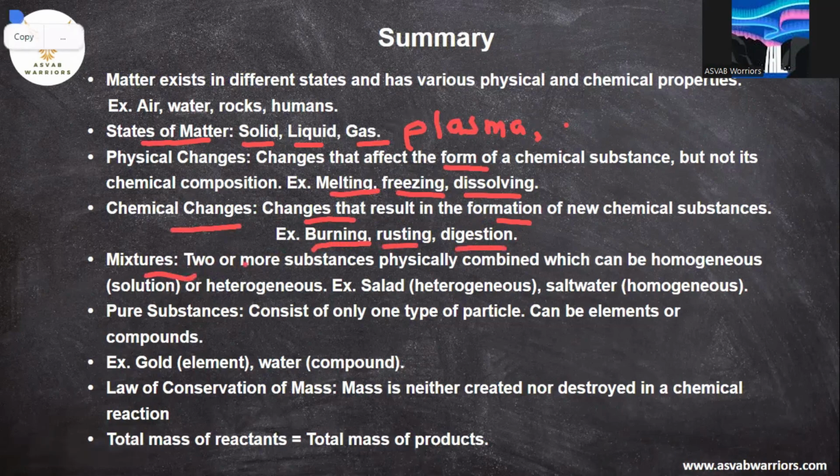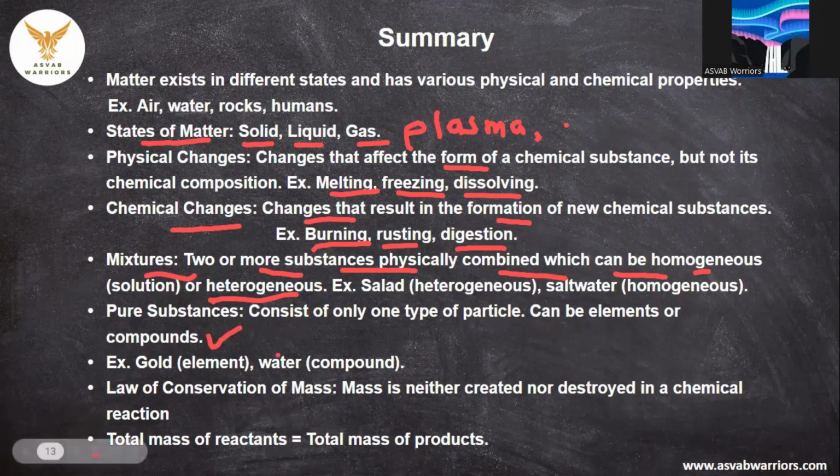What are mixtures? Two or more substances physically combined, which can be homogeneous or heterogeneous. Pure substances: when we have a single element or a compound, and throughout it is the same, then it is called a pure substance. What is the law of conservation of mass? Mass is neither created nor destroyed during a chemical reaction. So reactants are always equal to the products. The total mass is always constant.